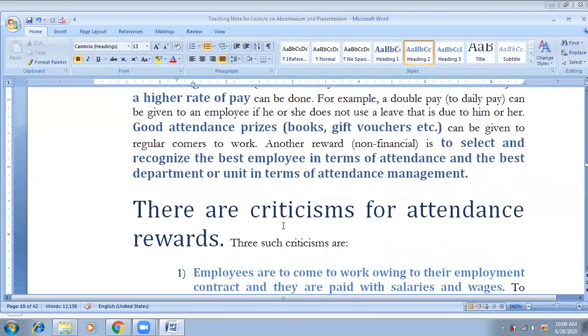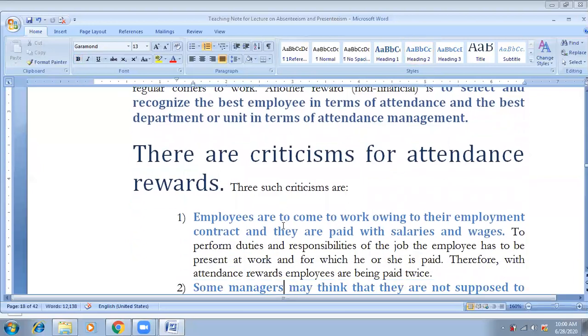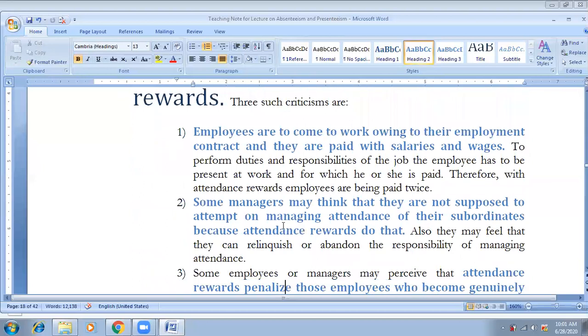There are criticisms for attendance rewards. Three such criticisms I have mentioned here. The first one: employees are to come to work owing to their employment contract, and they are paid with salaries and wages. Because they are obligated to come to work, because they are doing the job, they are responsible for coming to work and doing the job. Then why should we pay additionally? That's one criticism. If we pay them, then they are paid twice. Being paid twice is unnecessary, according to this criticism.